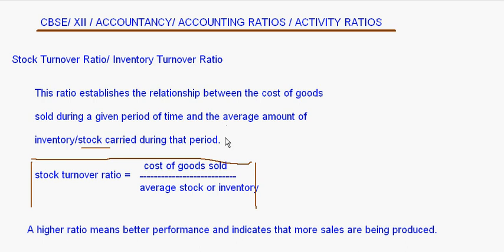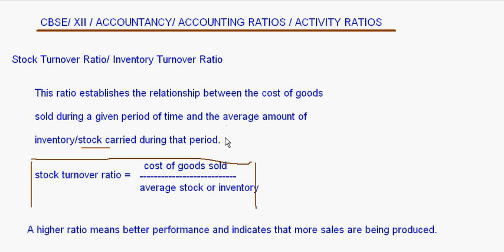Now, what does this ratio tell us? Basically, this ratio shows whether the investment made in the stock has been efficiently utilized or not. So, whatever the company is investing in the stock, whether they are able to utilize that investment properly or not, is indicated by the stock turnover ratio, right?